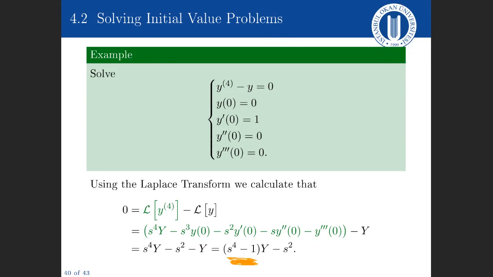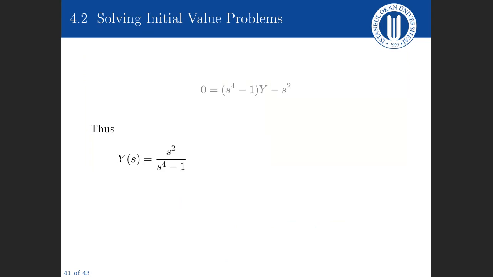If I wrote down the characteristic equation, I would have r to the power 4 minus 1 is equal to 0. R to the power 4 minus 1 should be the same type of function as here, s to the power 4 minus 1. If you don't get this function here, then you know you've made a mistake in your calculation. So, rearranging this, capital Y must be s squared over s to the power 4 minus 1. To finish this problem, we need to find the inverse Laplace transform of this function.